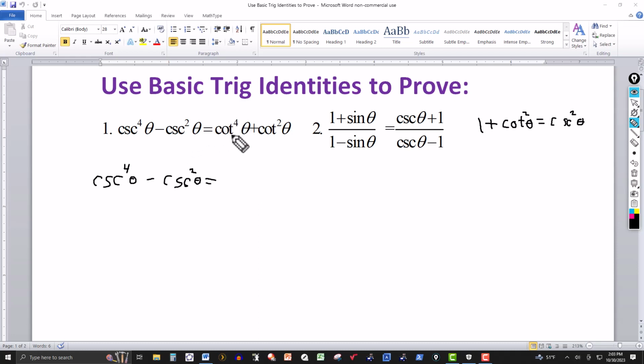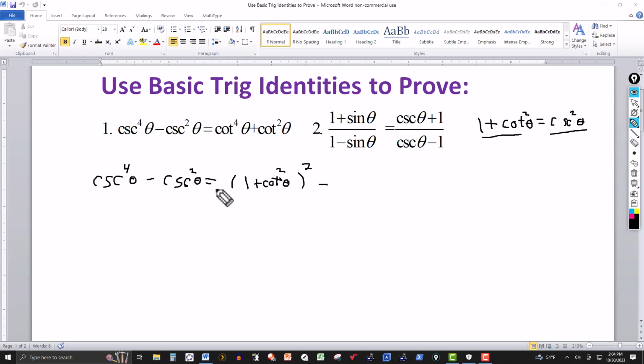So I want cotangent to the fourth, and I have a fourth right here. So I'm going to use this right here. So this is cosecant squared, so this is going to be 1 plus cotangent squared theta. So in other words, think of what I have right there as cosecant squared, but it's actually cosecant to the fourth. So I need another square right here. And this is minus cosecant. I don't have any cosecants on the right side.